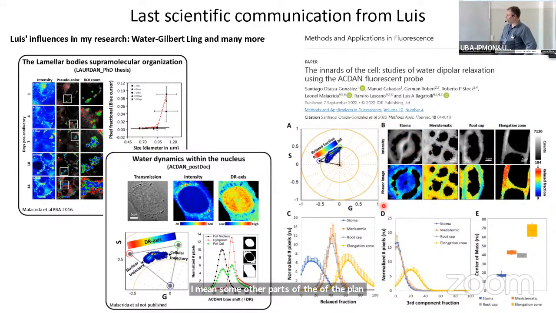And this was the final figure of this paper, where we figured out that there is a change in dipolar relaxation that depends on where you are in the plant, but also we discovered that there are some regions where water exists as we want in our glass, but in some others there is basically a very confined organization of water.